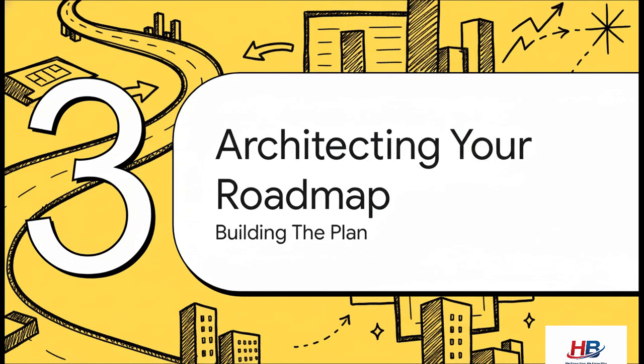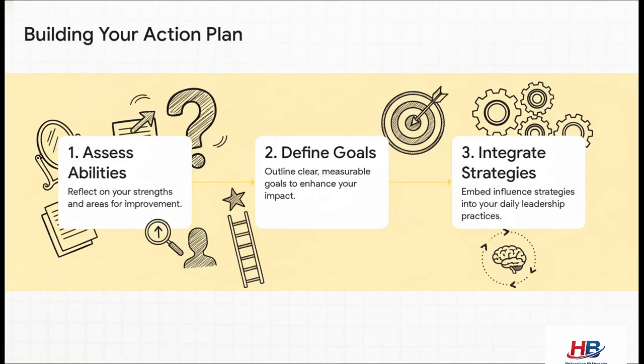All right, so the theory is great, but let's get down to brass tacks. How would we actually build one of these things? It's time to get practical and start architecting your personal roadmap to influence step by step. The whole process really breaks down into 3 core steps. Step 1, assess your abilities. And you have to be brutally honest with yourself here. Ask, when was the last time my idea got shot down and why did that happen? Step 2, define your goals. Get super specific. Don't just say, I want to be more influential. No, say, I am going to get my team to adopt my new workflow idea by the end of the month.